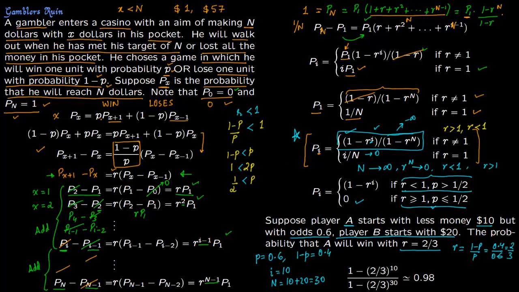You have 1 minus (2 by 3) to the power of 10 because I is 10, N is 30. You have 1 minus (2 by 3) to the power of 30. Just using this formula right here, you have 0.98. So although A walks in with less money in his pocket and B has more money, just because the odds are slightly more than 0.5 in A's favor, A has a higher probability of winning. So now let us code this in R, and then you can keep on changing this probability as well as the amount of money in A's pocket, and then you can see how these odds change.